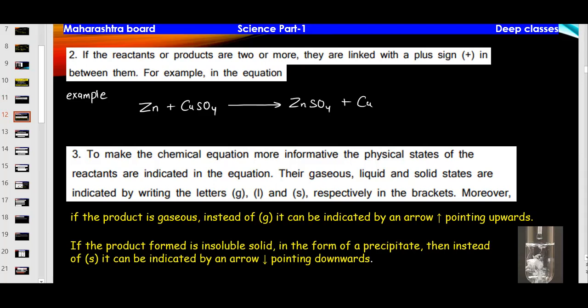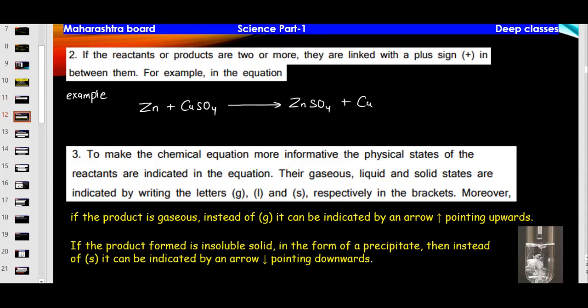Third point, to make the chemical equation more informative, there are some symbols we have to follow when writing a chemical equation. The physical states of the reactants and products are indicated in the equation. What is physical state? Physical state means you have to write whether the substance is in gaseous state, or is it a liquid or solution or aqueous, or is it in the solid form. That we have to write in the form of g, l and s.